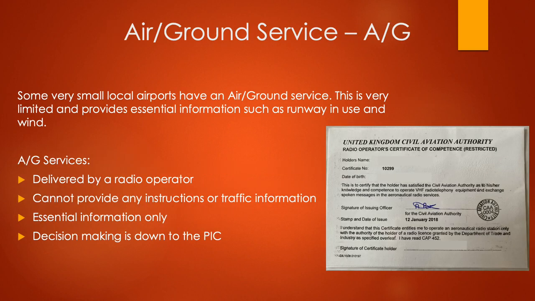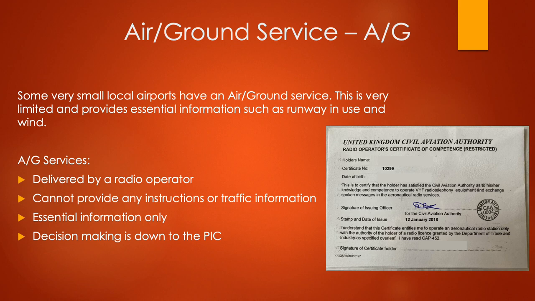Okay, so the last one of the air traffic services is the air ground service, A/G. Okay, so this is normally for much smaller local airports, air ground, and it's a very limited service. So it'll only provide us with the essential information. So they'll give us a wind, pressure setting, and the runway in use.